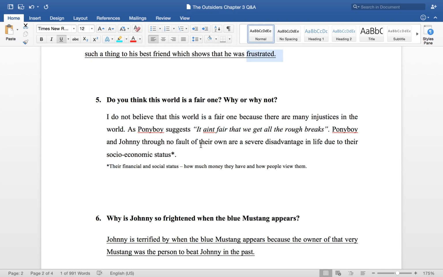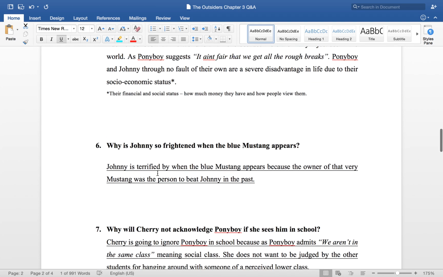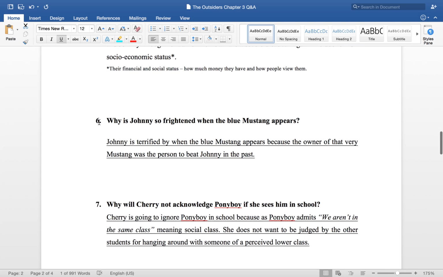Ponyboy and Johnny, through no fault of their own, are at a severe disadvantage in life due to their socio-economic status. And I put a little asterisk beside this because socio-economic status just means their financial and social status, which is basically how much money they have and how people view them. So we all have some kind of socioeconomic status, and that kind of determines how people view us a lot of the time.